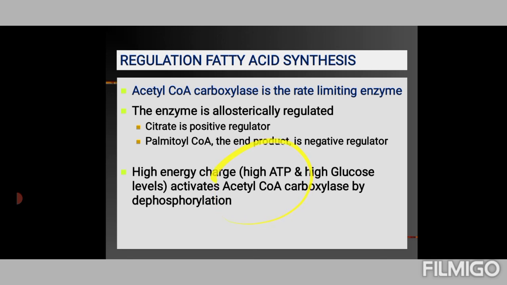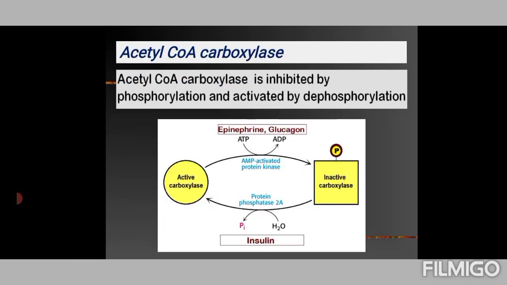And a high energy state, that is a high ATP to AMP ratio, activates acetyl coenzyme A carboxylase again, and that is by dephosphorylation obviously. And then there is hormonal control. Regarding hormonal control, epinephrine, glucagon and norepinephrine phosphorylate the enzyme, which means that it shifts the equilibrium to the monomeric form. So it inactivates carboxylase. The phosphorylation is actually induced by AMP activated protein kinase.